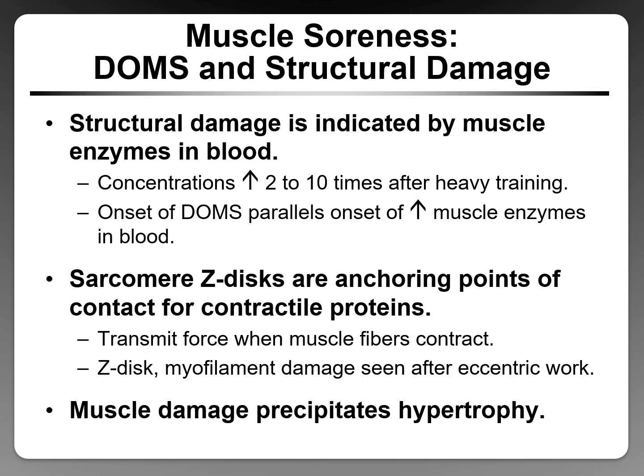We're actually causing damage to the sarcomere Z discs that are our anchor points. So this means that this muscle damage has actually occurred. However, muscle damage is going to precipitate muscle hypertrophy. So if I want my muscles to grow, I actually have to damage them so they can repair themselves and come back stronger. So we actually need this to occur for muscle hypertrophy.